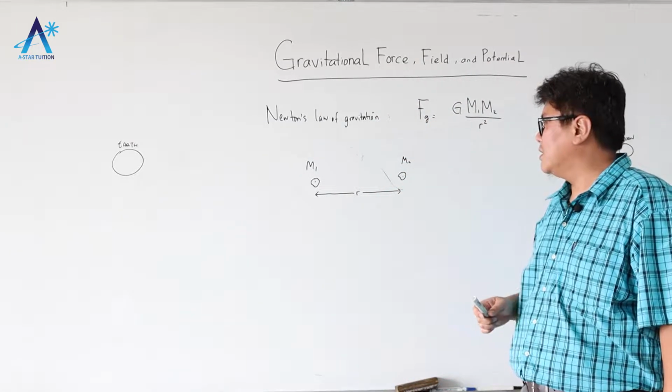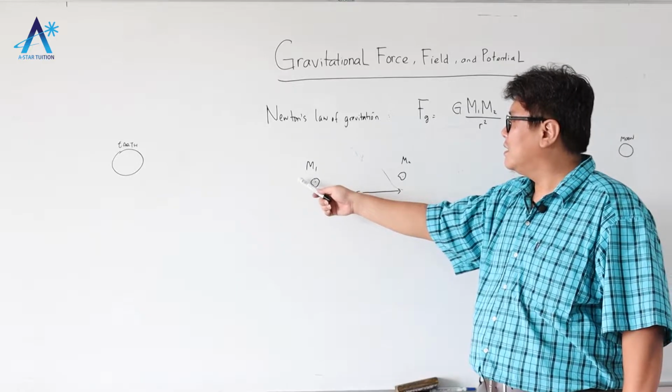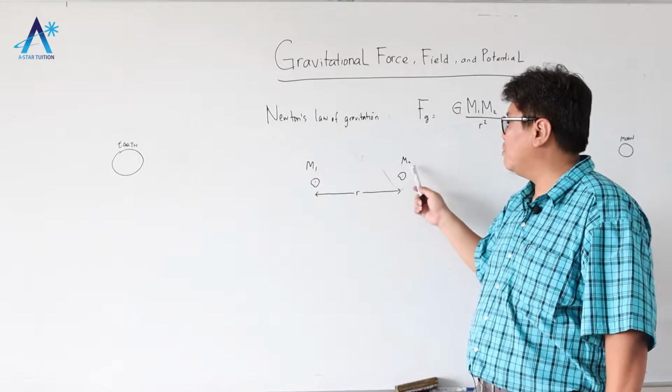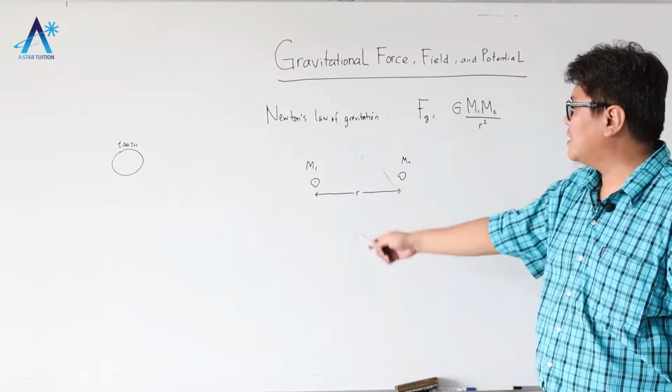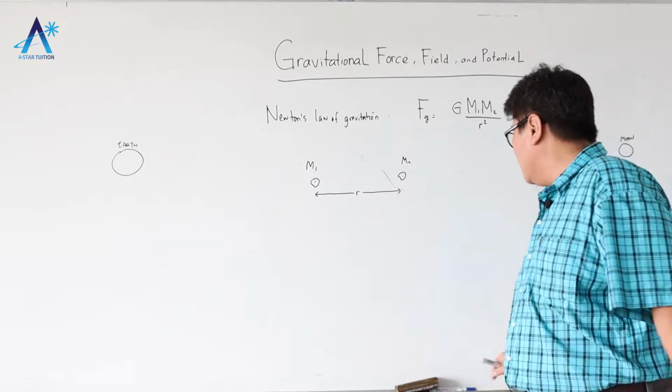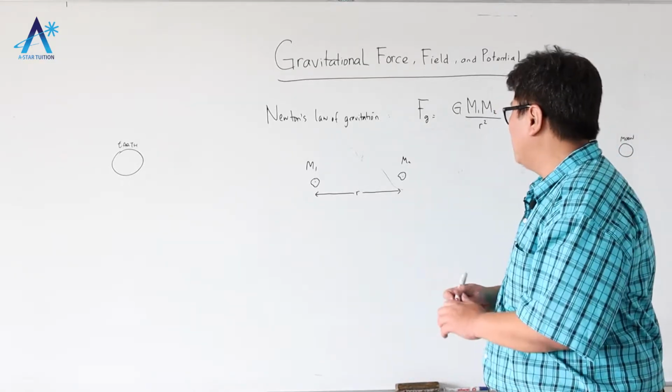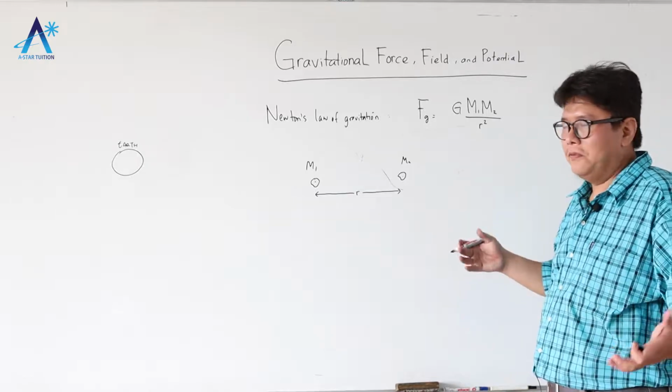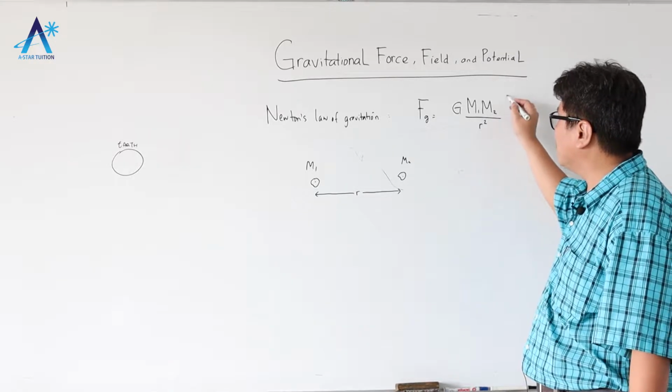Now let's go back to this. So m1 is the mass of the first object, m2 is the mass of the second object. They are separated by a distance of r. So the force between them is going to be attractive in nature, and the value is given by this.